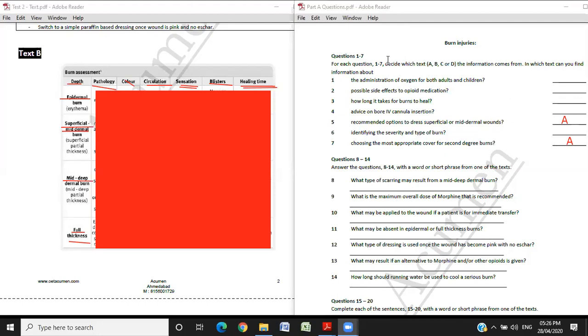Yeah, so 3 is B because it gives information about healing time. So that is B. And 6. Yes, now do you all understand why 6 is B? Because it says identifying severity. How do I identify severity? With the help of color, type of blisters, circulation, yes, and pathology. What has caused it? So 3 and 6, they both are B. Very good.